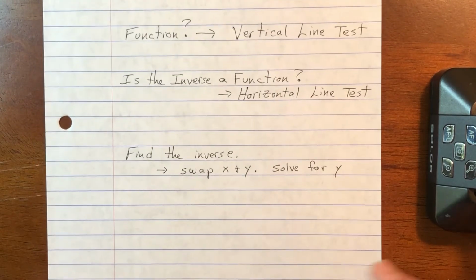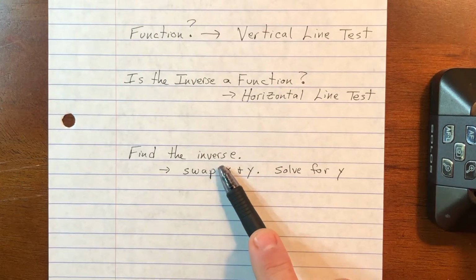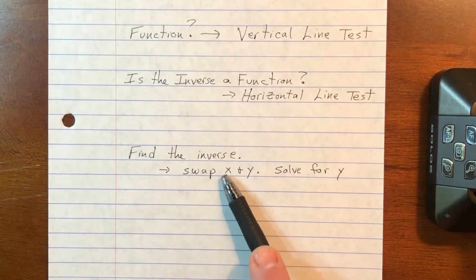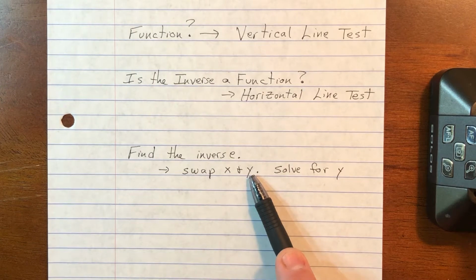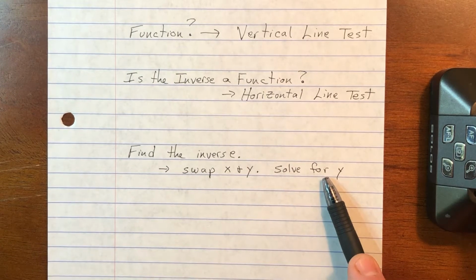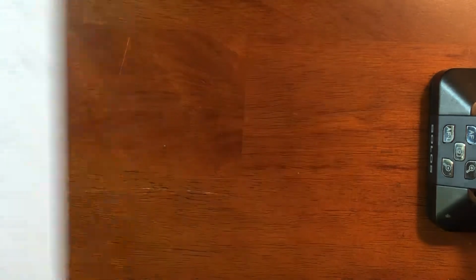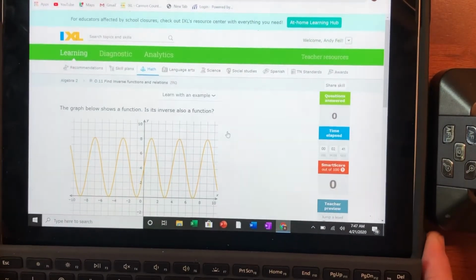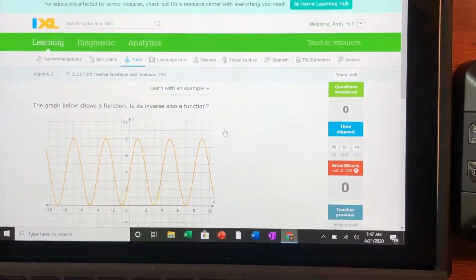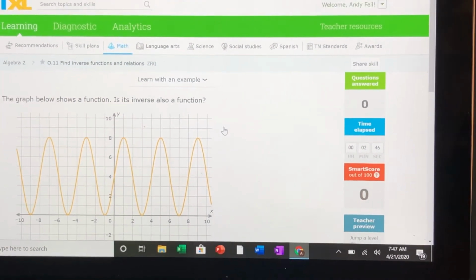And then finally, they're going to be asking us to actually find some inverses. The way that you do that is you swap x and y in whatever equation they give you, and then you solve for y. And that will be the inverse of the function. Okay? So let's try some of these. Here is the IXL O11. Zoom in just a little bit so we can see this.